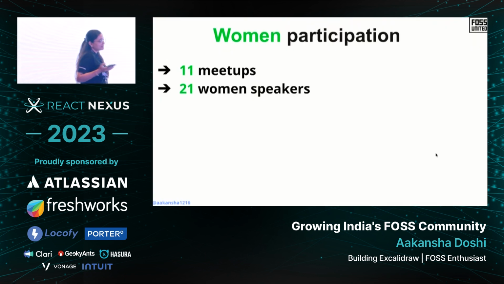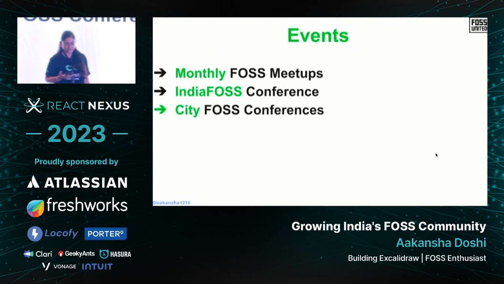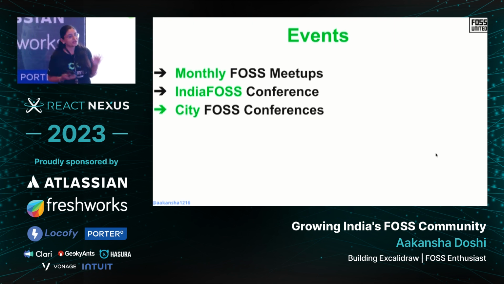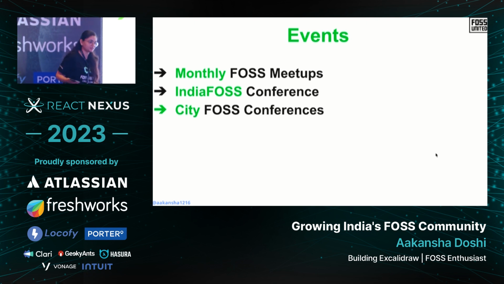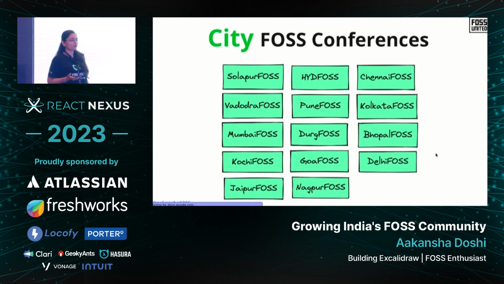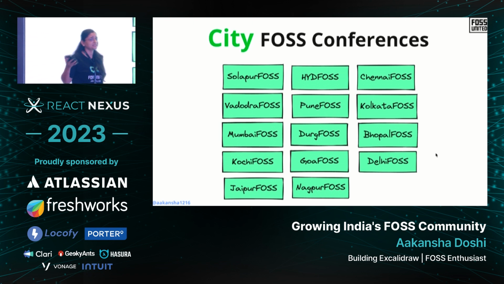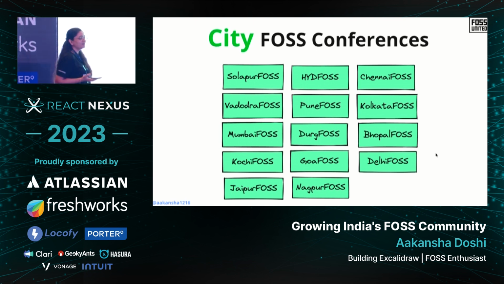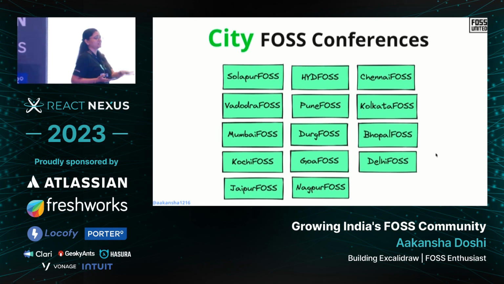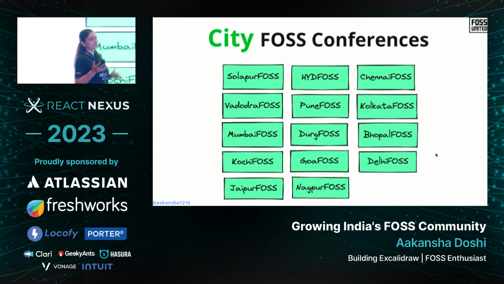Next I would like to talk about the City FOSS conferences. This also happened after India FOSS. A lot of volunteers in different cities started organizing these FOSS conferences. Everything is run by volunteers. Right now there are 14 different cities organizing FOSS conferences. If your city is not here, do reach out to us, and we'll help you organize the conferences there. It's really great to see that it's not just limited to Bangalore and it's spreading to different cities fast.